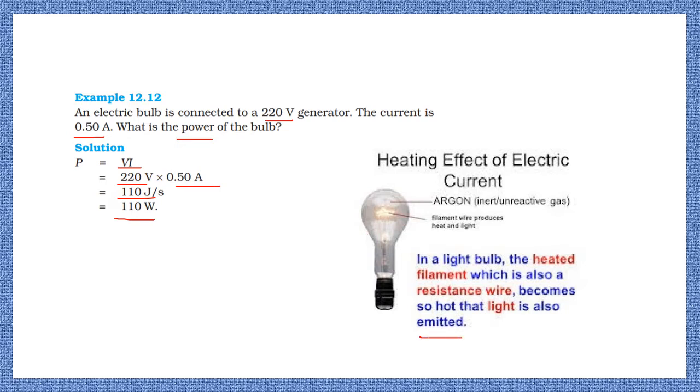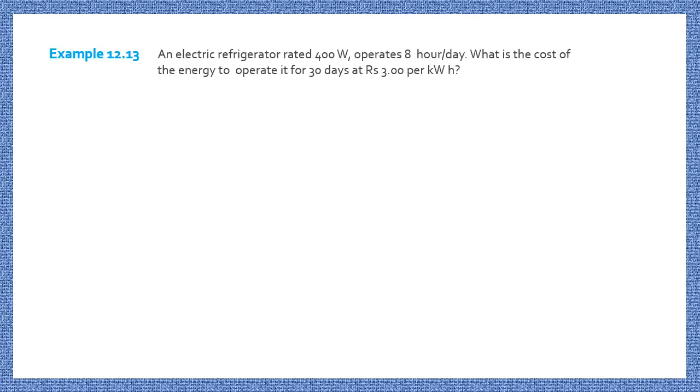And inside this, argon gas is filled, and here is the filament. If you remember, the filament is made up of tungsten. Because the numerical was of an electric bulb, I kept this electric bulb over here. This will remind you that this is an example of the heating effect of electric current. Another example, 12.13. Let me read it for you.